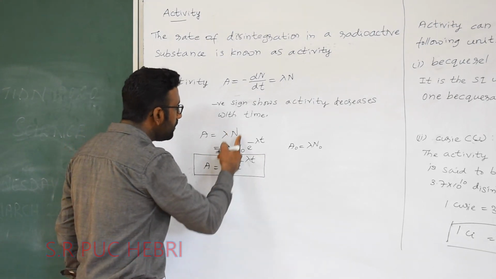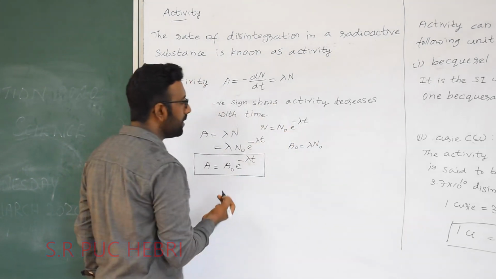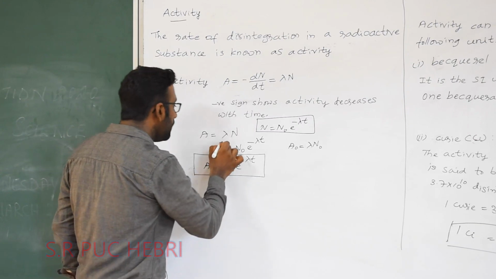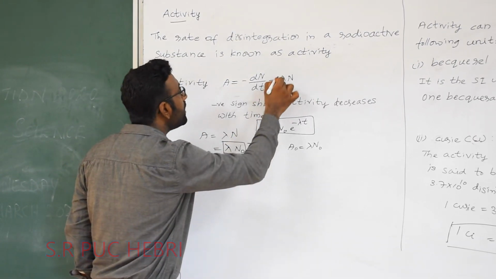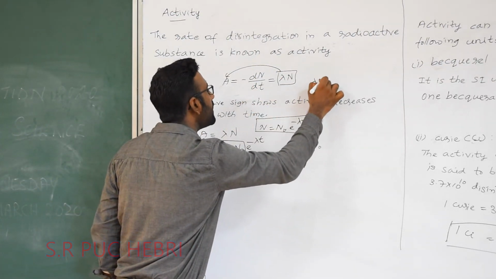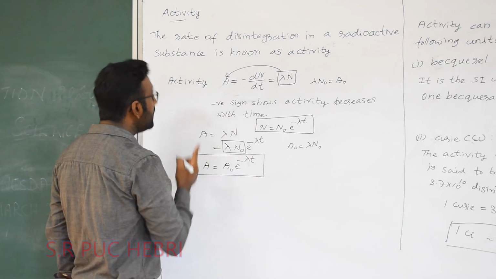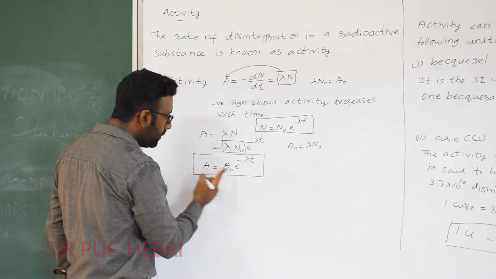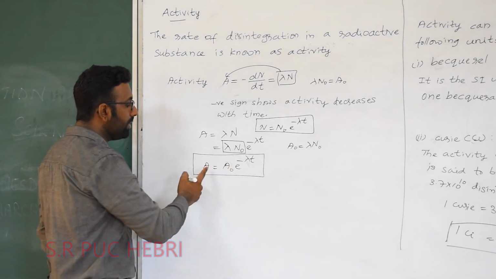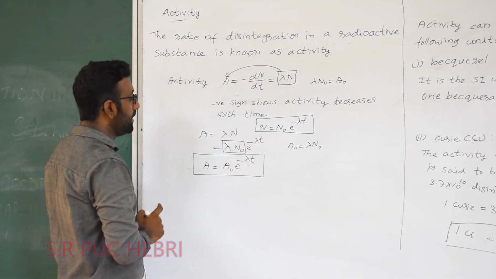Then what is N? N is nothing but N naught e to the power minus lambda t. Correct, right? We will write it over here. Then what is lambda N naught? Lambda N is nothing but A, so lambda N naught can be written as A naught. Now we can write the activity A is equal to A naught e to the power minus lambda t. So this is the equation for the activity.